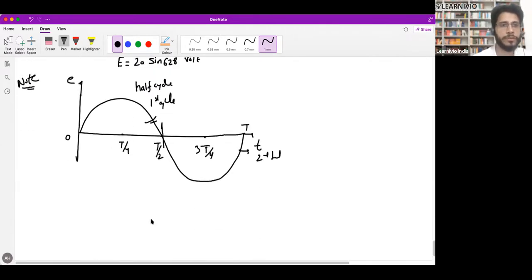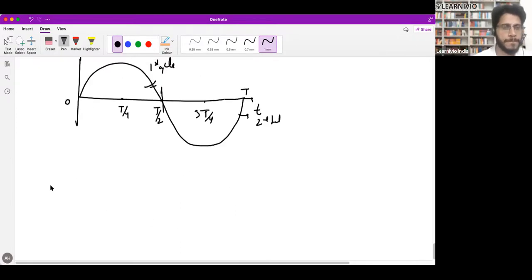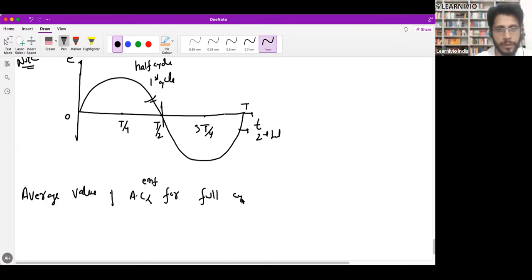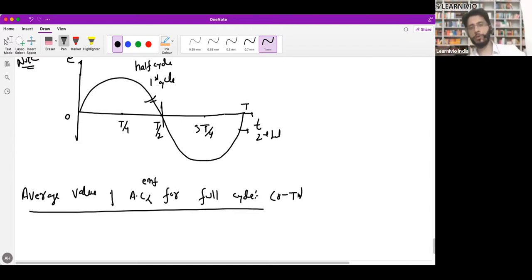Okay, so next. We will calculate average value of AC for full cycle. We are still calculating AC EMF, then we'll calculate AC current for full cycle. Full cycle means for which time? 0 to T. Means for the time period when the coil completes one rotation.